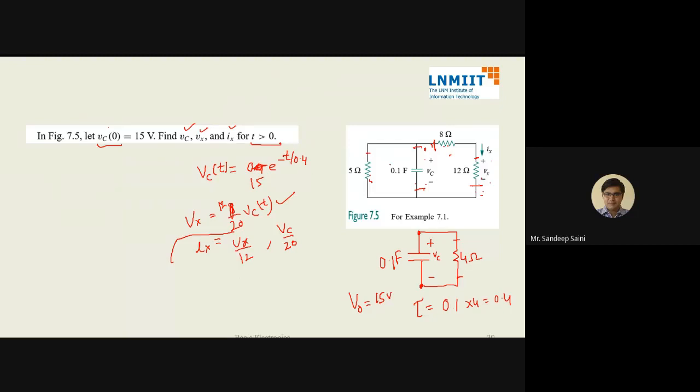So we are saying that the voltage across the capacitor is Vc. This capacitor is parallel to 5 ohm, is parallel to this 20 ohm. That means voltage across 20 ohm is same as voltage across this capacitor. Just a moment.